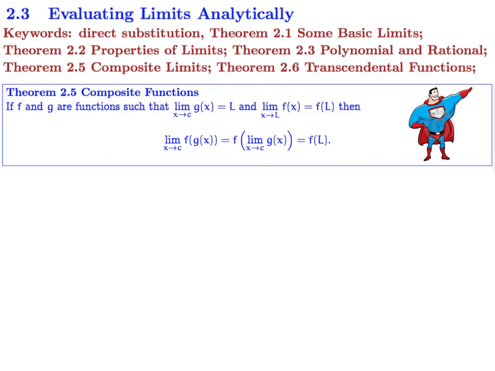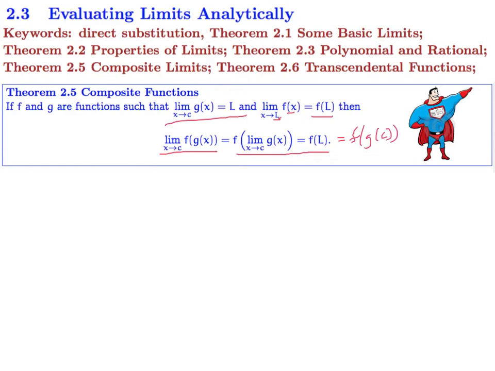But more seriously, we're going to look at theorem 2.5, which is about composite functions. The theorem says that if you have two functions, f and g, and you know their limits, that is, the limit as x approaches c of g of x equals L, and the limit now as x approaches L of f of x equals f of L, that is, you can figure these limits out, then you can figure out the limit of the composite function by just working through the composite functions. This is really just going to be f of g of c usually.